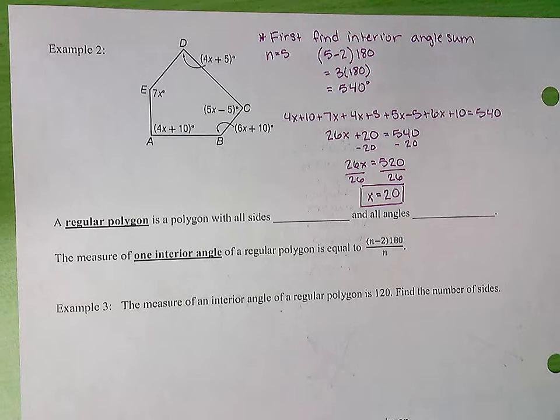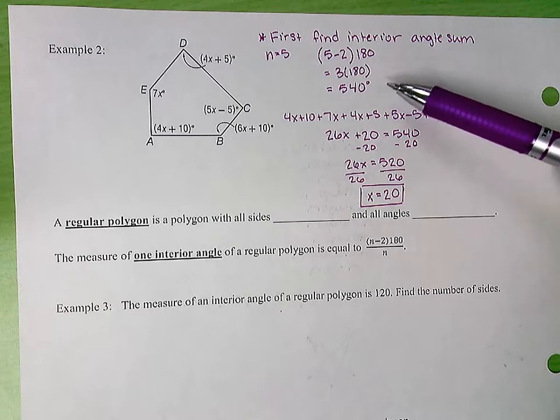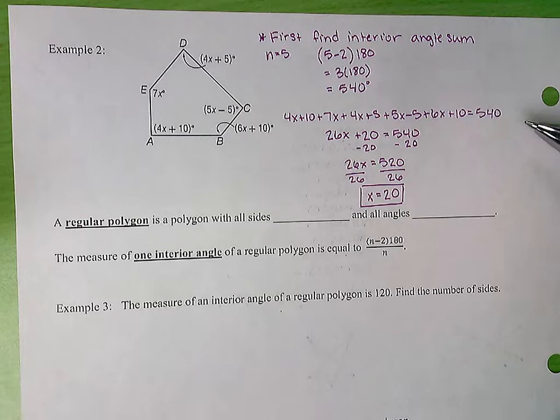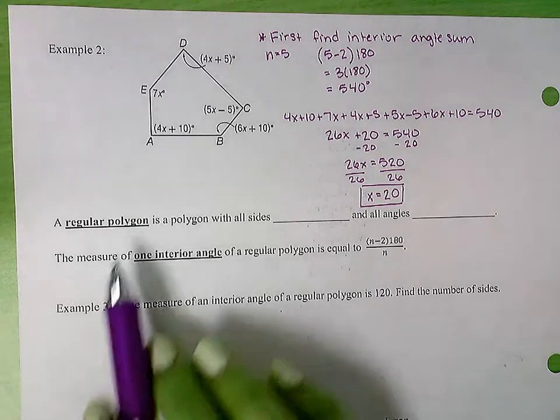So for this type of problem, you're probably not going to remember your interior angle sum for a pentagon. You might, that's great, but if you don't, you can always use this formula here to find that angle sum and then add them all together to equal that sum that you found. So that's true for any sized polygon. If you had 4 sides, same thing. If you had 7 sides, same thing. Any questions on example 2? All right, then moving on here.